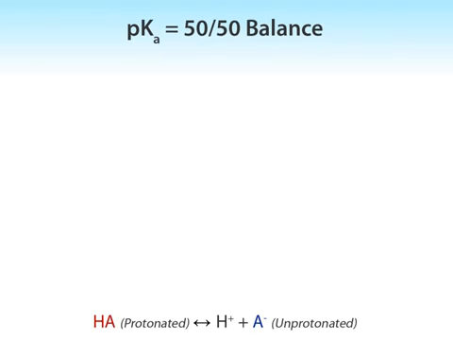The pKa is the pH at which there are equal concentrations of a weak acid and its conjugate base. In this equation, the acid is written as HA. H stands for the hydrogen ion that is attached to the acid. Since hydrogen ions are known as protons, some texts use the term protonated. On the opposite side of the equation sits the acid's conjugate base. The conjugate base can accept the proton, and the equation can run in both directions.